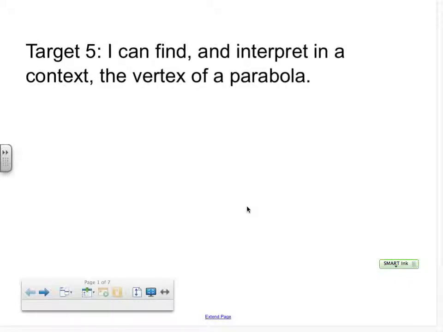Algebra 2, target 5. I can find and interpret in a context the vertex of a parabola. The last couple days we've been graphing parabolas, and early on in the process we've been finding our axis of symmetry and using that to find our vertex. We're going to use the vertex today and see what it means in certain situations.